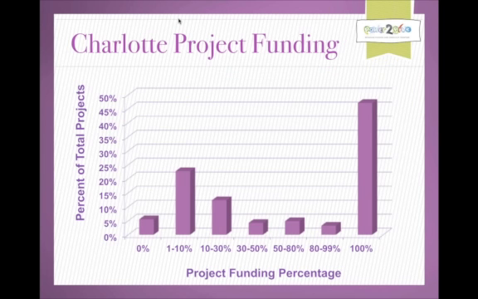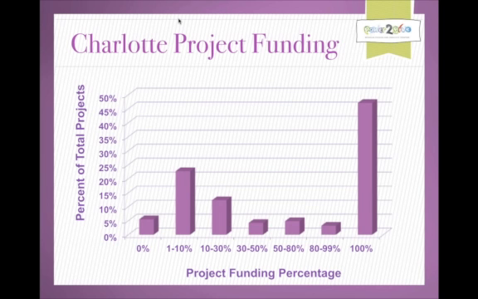Here's another chart that again supports what I said earlier. You can see this is the percentage of funding for all the projects that have been posted on the Charlotte site, and you can see the numbers at the different levels. So, for instance, starting on the left, about 4% of the projects in Charlotte had zero funding. About 22% or so had 1 to 10%. And then 10 to 30% of funding was around the 10% mark.